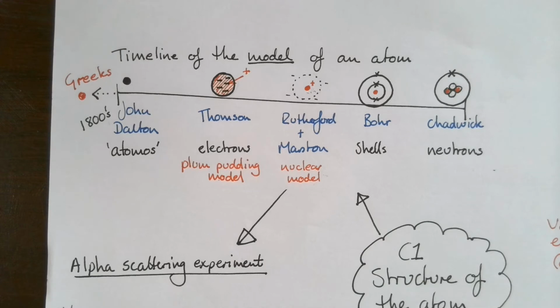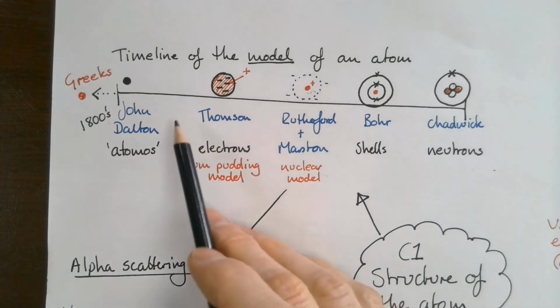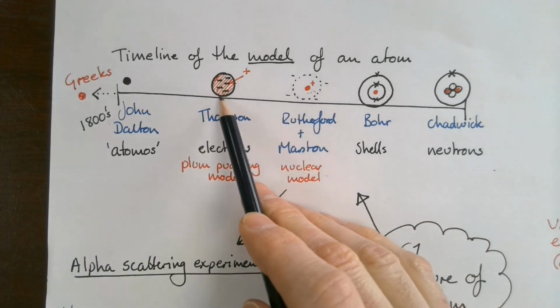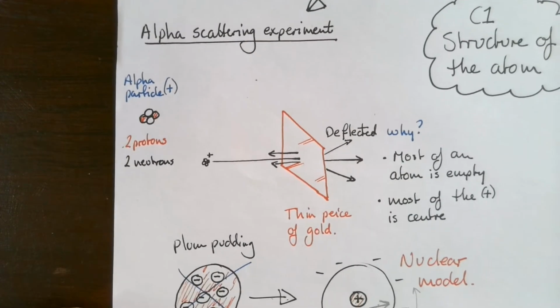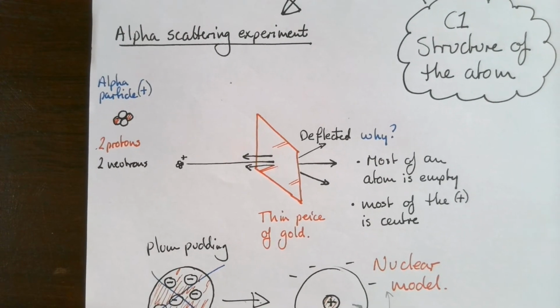Let's have a little bit more of a look now at this alpha scattering experiment, because this was a real turning point in the model of the atom. We've gone from parts to very specific parts in specific places. So what did they do? So we'll get this in the right place. Here we go. Alpha scattering experiment.